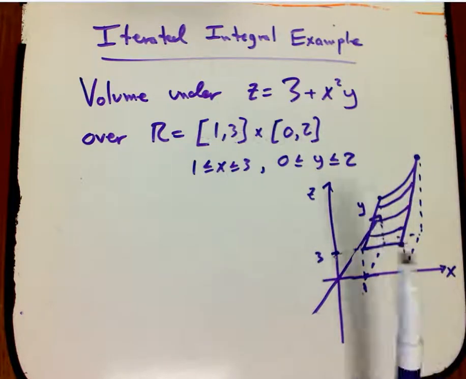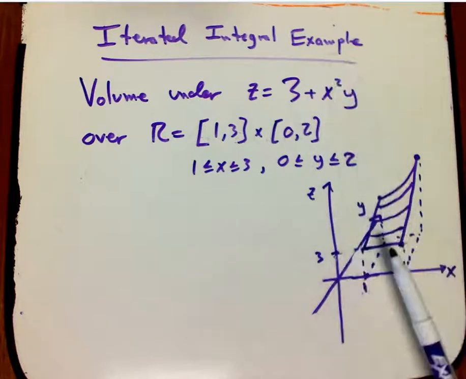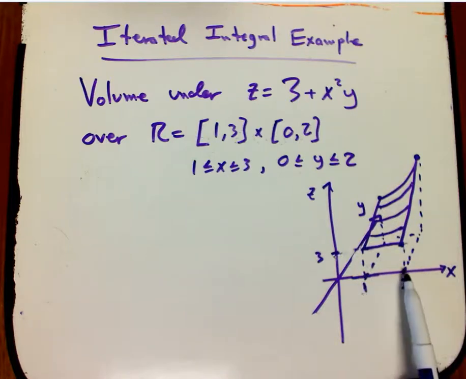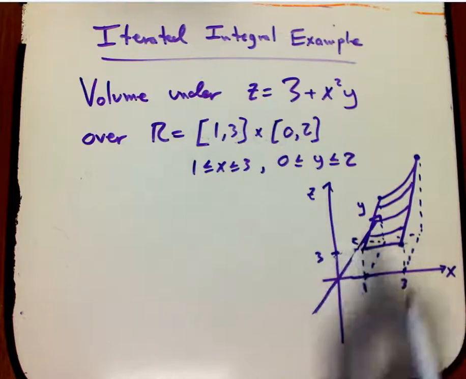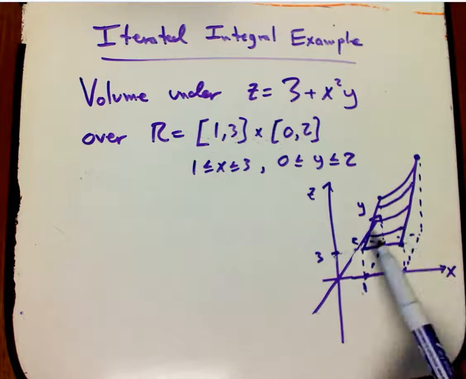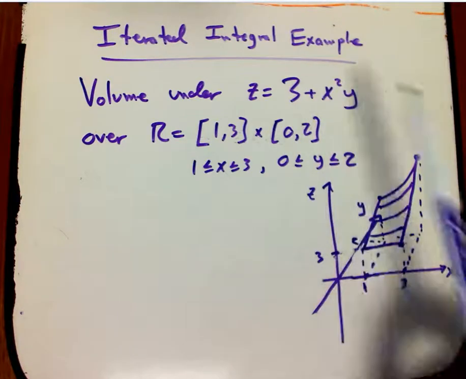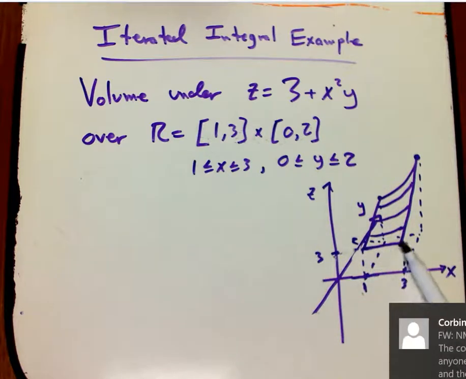Just real briefly, if you want to graph this over a particular rectangle, I've got the rectangle staked out. X is between 1 and 3. Y is between 0 and, I forgot to put in a 2 there. What is it going to look like? Well, it's a fairly simple function. One thing that's really useful is just get the corners. When x is 1 and y is 0, the height is 3. When x is 3 and y is 0, the height is 3.